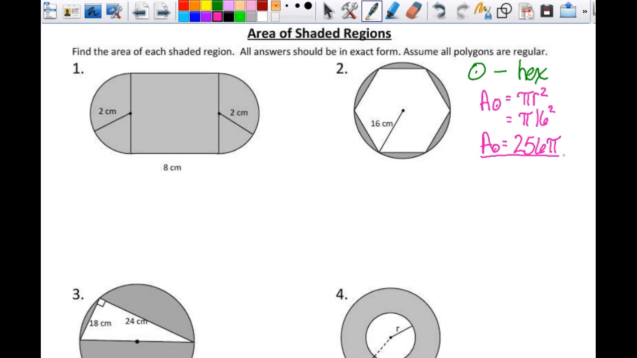So now we're going to find the area of the hexagon. So the hexagon is a regular polygon. So remember the area of a regular polygon. What's your formula for that? Base times height. Y'all agree with that?